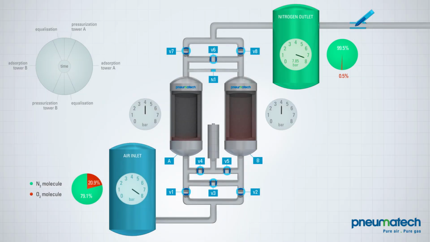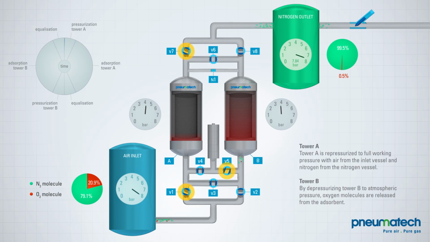During the pressurization stage of Tower A, the pressure in Tower A will increase to maximum working pressure. As the pressure is initially lower than in both the in- and outlet vessels, pressurization occurs from 2 directions. Air from the inlet vessel flows to the bottom of Tower A, and nitrogen flows from the outlet vessel to the top of the tower. To allow this, inlet valve V1 and outlet valve V7 are open.